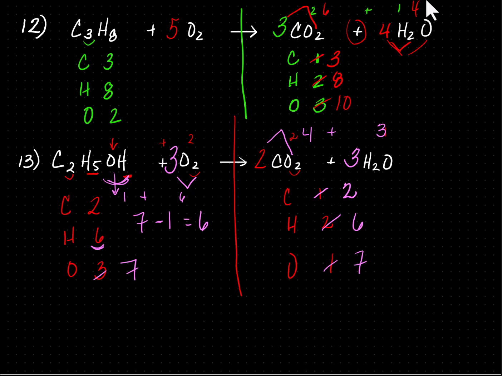If you are struggling with balancing, it's helpful to write the elements out just like we did here and count each of the elements separately. Eventually you'll get to a point in which you do not have to write the elements out and you could just balance it.